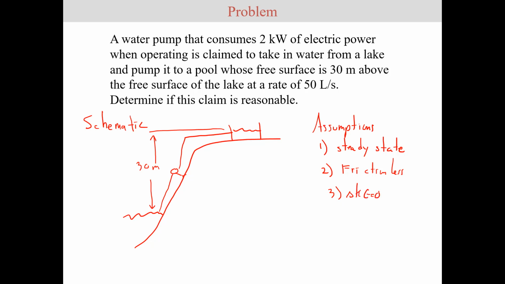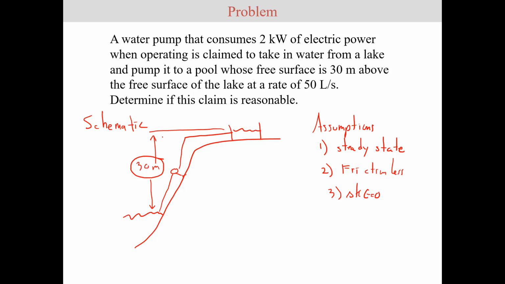All right, so let's think about what's going on here. The problem statement is claiming that I can move water at 50 liters per second. I can move it 30 meters high and only consume 2 kilowatts of power. Is that reasonable or not? So in order for you to prove whether it's reasonable, we need to look at what is the minimum power necessary to do that, right? And the minimum power necessary is, can we increase the potential energy of this water? Is 2 kilowatts enough to increase its potential energy to move the water at 50 liters per second, 30 meters high? Right, that's basically what it's saying.